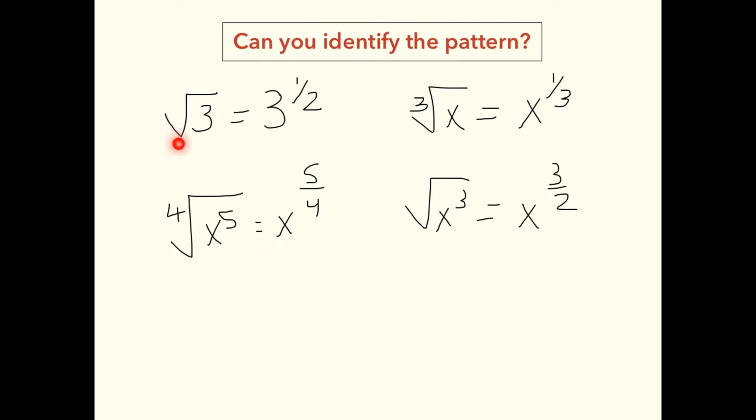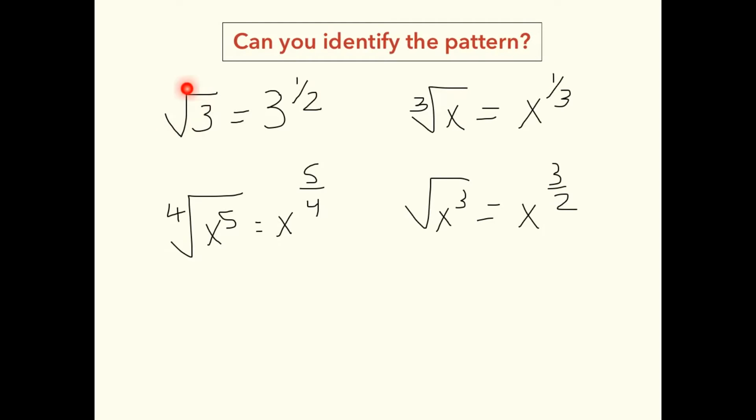When you look here at the square root of 3 equals 3 to the 1/2 power, can you identify the pattern, how this is equal to this? Take a minute to pause the video and see if you can identify the pattern. The pattern here is that whatever is under the exponent stays as the base. You can see the 3 and the 3, the x and the x to the 5th, and it is x to the 5th still. X to the 3 is x to the 3. And since this is kind of like a 1, that's why there's a 1 here.